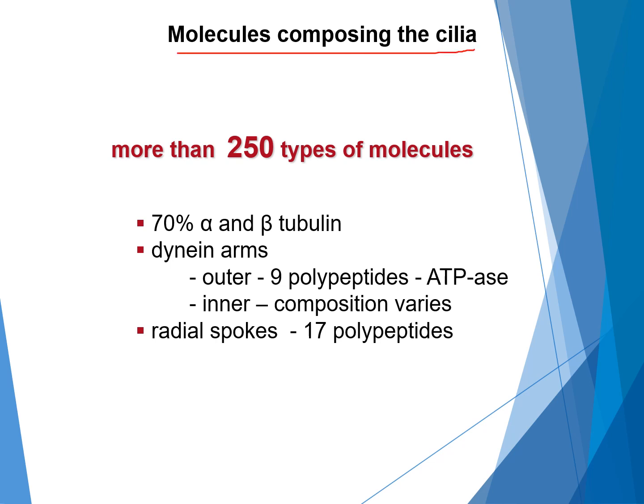What are the molecules that compose the cilia? There are 25 types of molecules, but most of it, okay, about 70% are the alpha and beta tubulin. While they also have the dynein arm. Remember about the dynein arm, which actually protrudes from the A microtubule and forms the mechanism for movement of a cilia. Not peristaltic movement, sorry. Let me correct it. It's a rhythmic movement of a cilia.